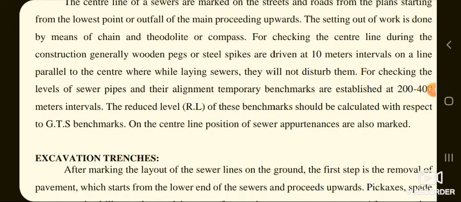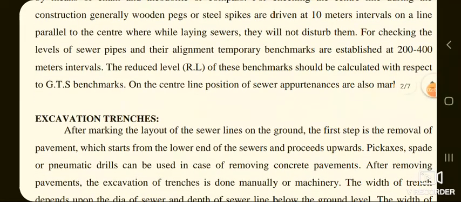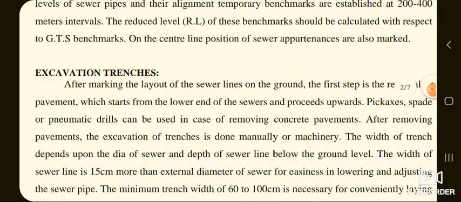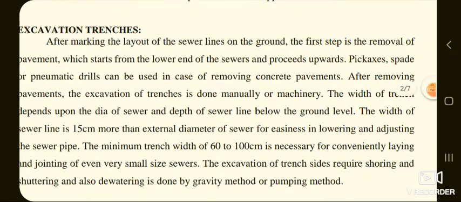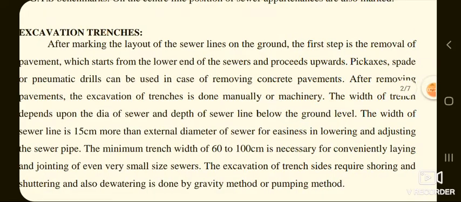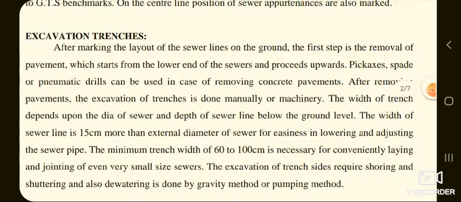For checking the levels of sewer pipes and their alignment, temporary benchmarks are established at 200 to 400 meter intervals. The reduced levels, that is RLs, of these benchmarks should be calculated with respect to GTS benchmarks. On the center line position of sewer, appurtenances are also marked. After marking, we come to the second item, that is excavation of trenches.